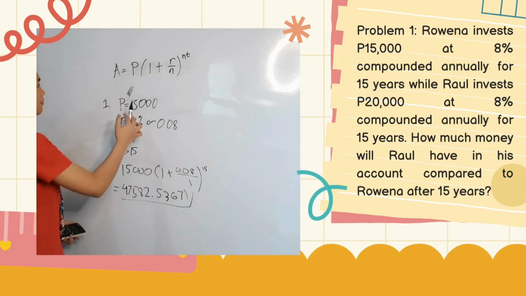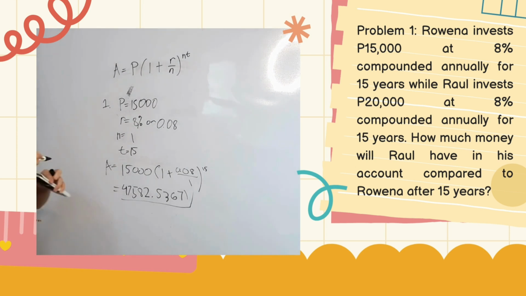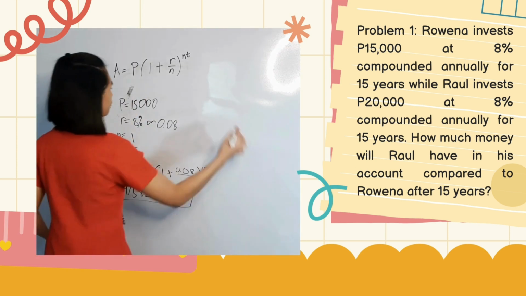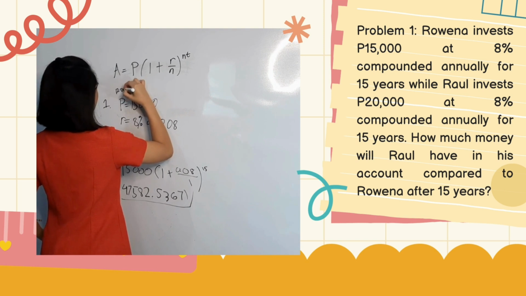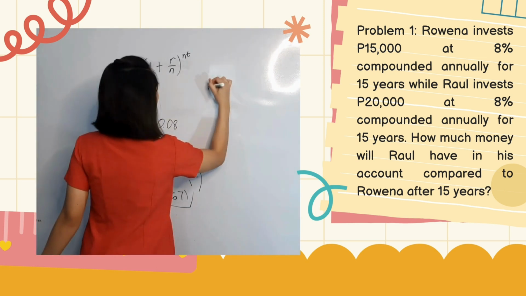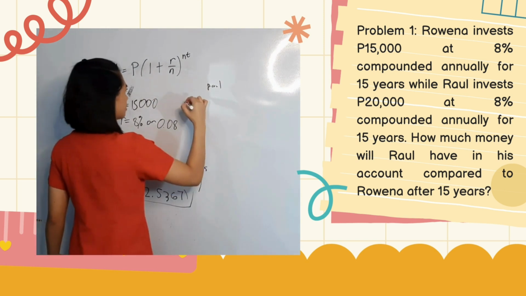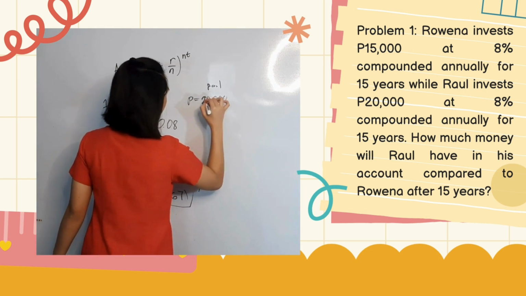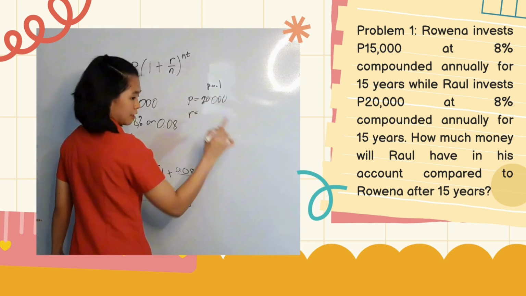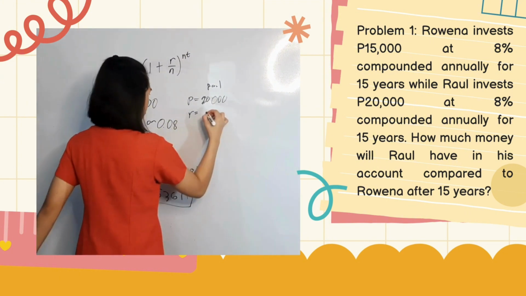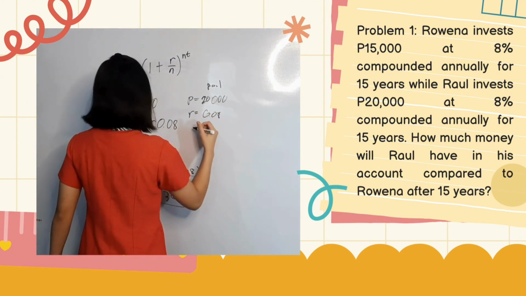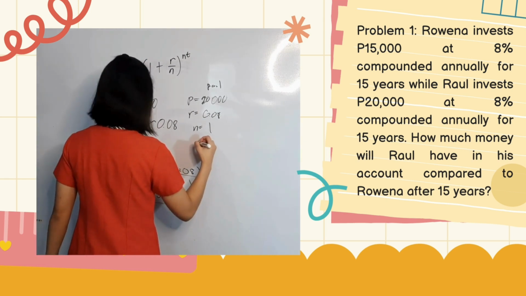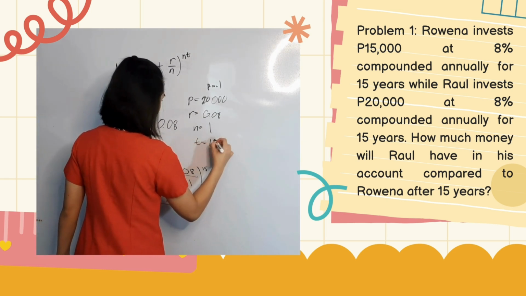See, that's only for Rainah, that's not so for Raul's. Raul invests 20,000. And R is at the same rate, 8%, or 0.08. And N is equal to 1, compounded annually, says there. And the time is still 15 years.